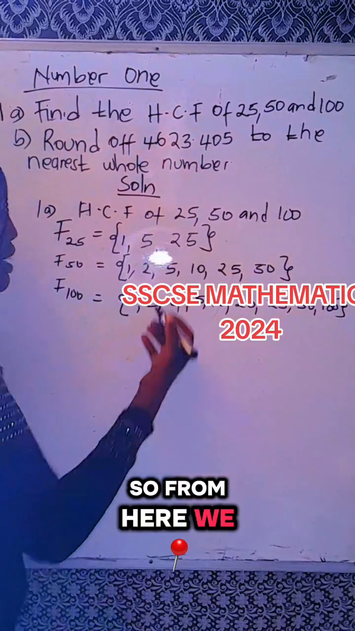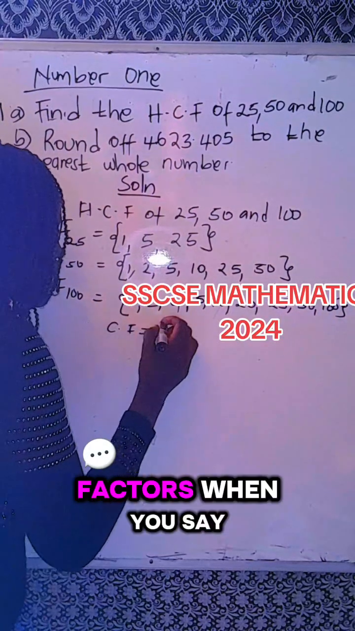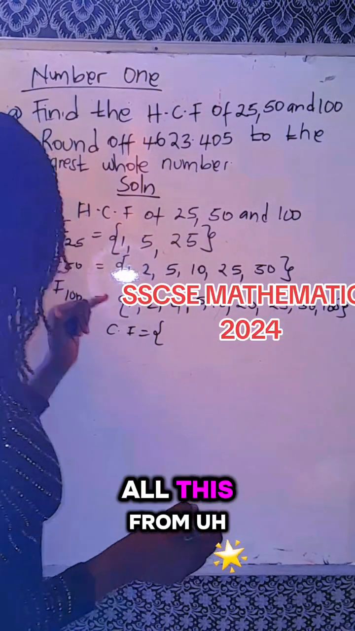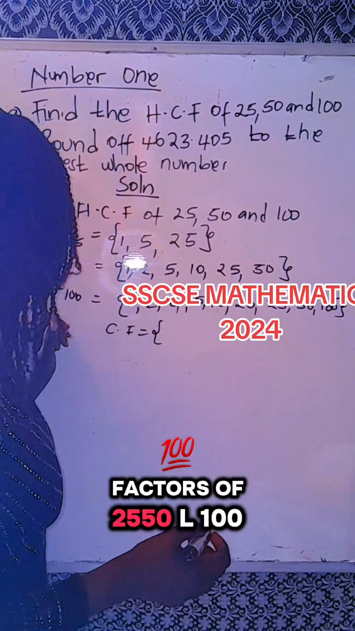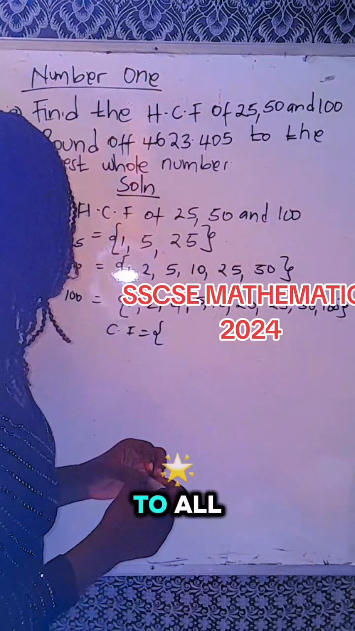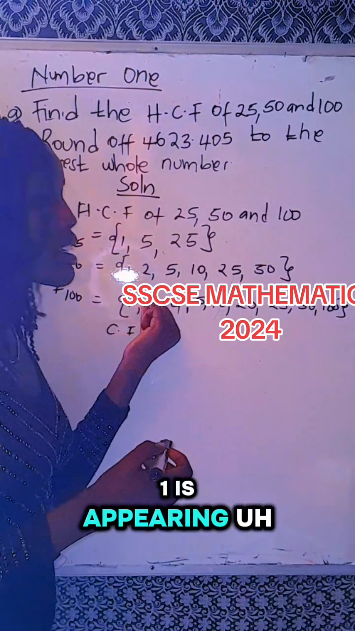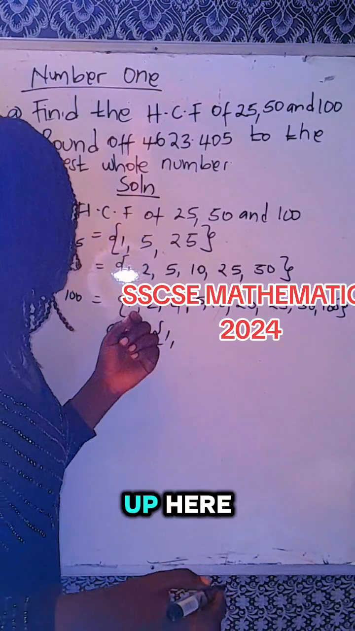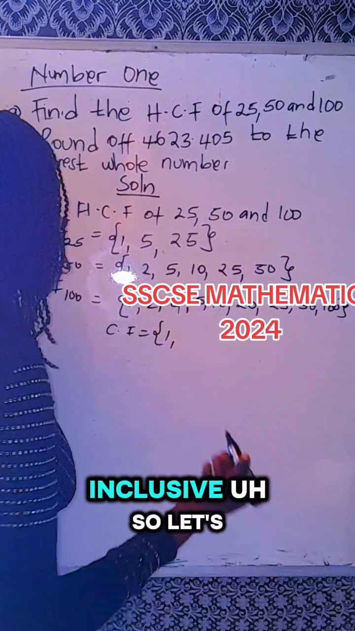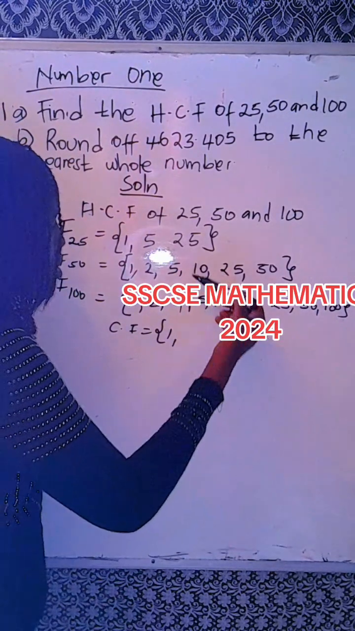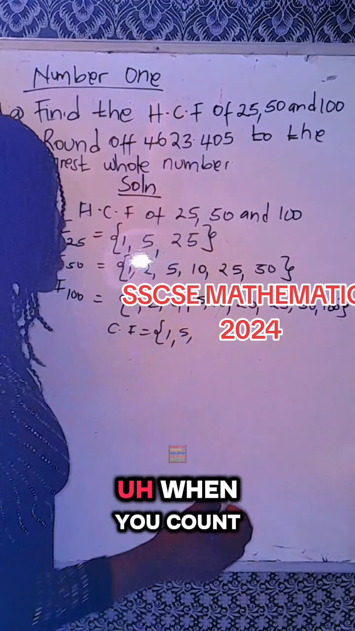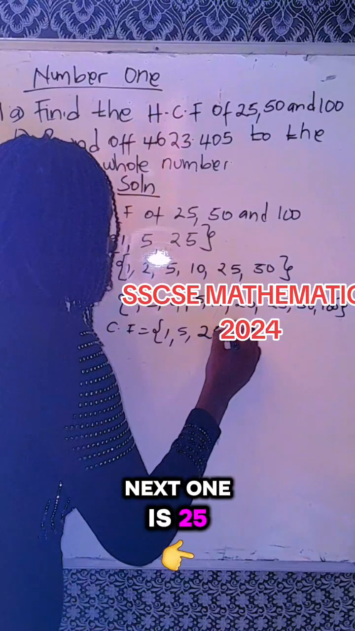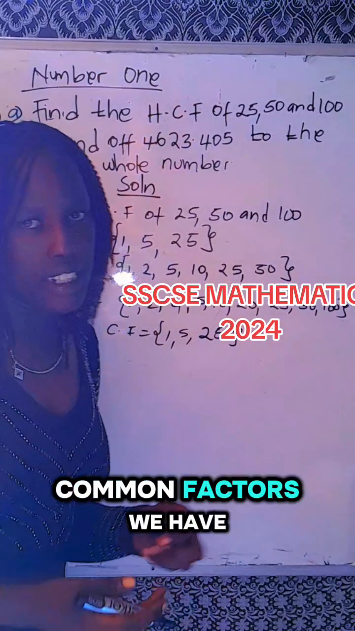So from here we can identify the common factors. When we say common factors, we mean the ones appearing in all of these. From factors of 25, 50, and 100, the one that is common to all. We can see that 1 is appearing in all these factors. So the first one is 1. 2 is not appearing up here, so 2 is not included. Let's look at 5. 5 is appearing in all. When you come to 25, 25 is also appearing in all. So the next one is 25. These are the common factors we have.